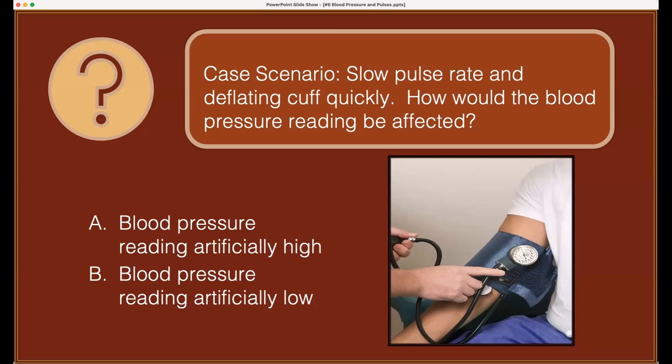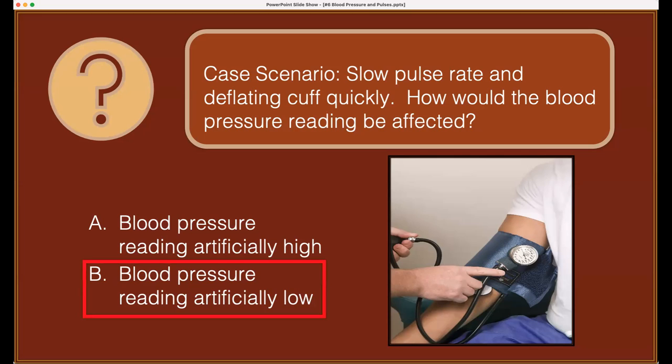So here's a case scenario. You've got a patient, they have a very slow heart rate. Maybe it's an athlete. And you're deflating the cuff very quickly. How would the cuff pressure reading be affected? Would the blood pressure reading be artificially high, or would you get an artificially low reading?